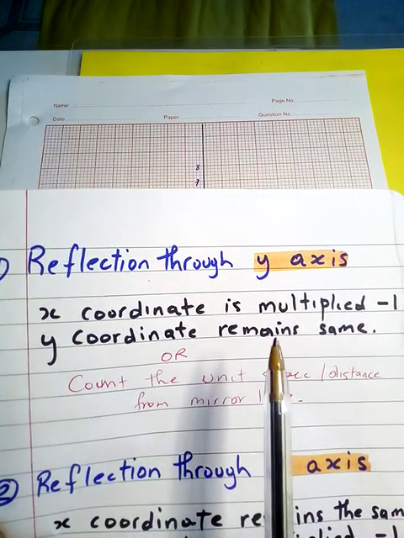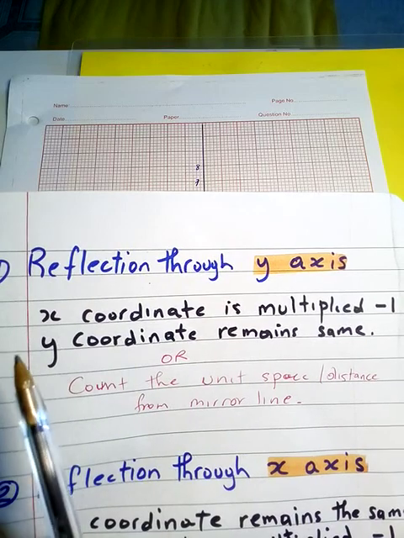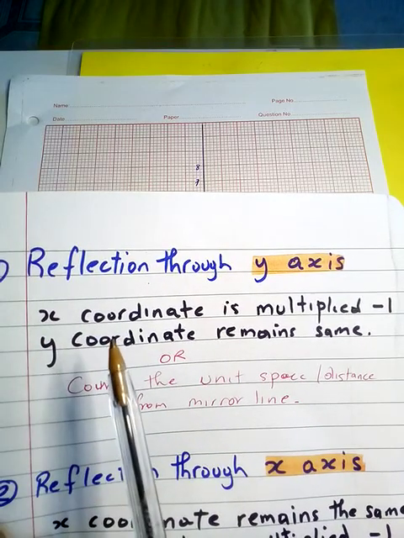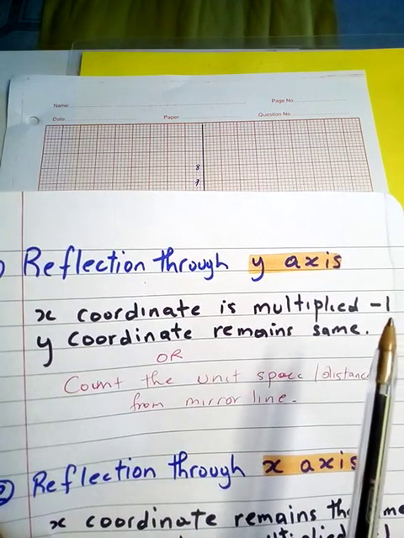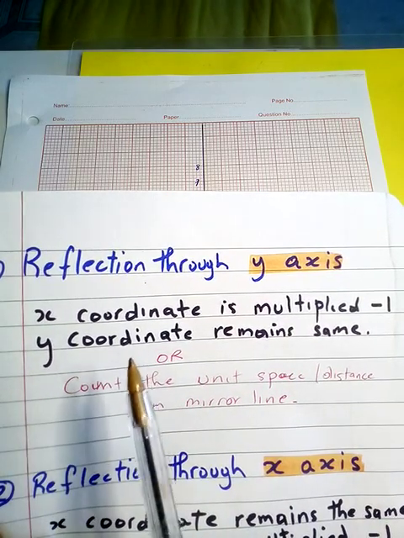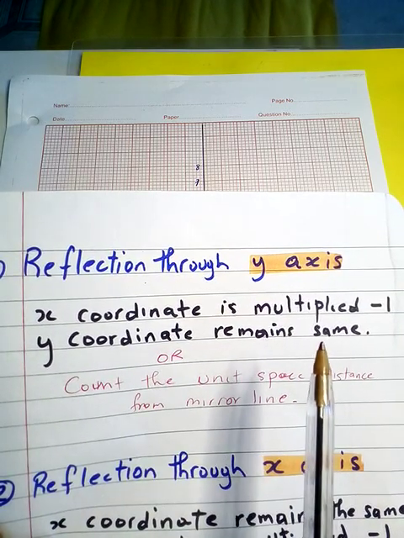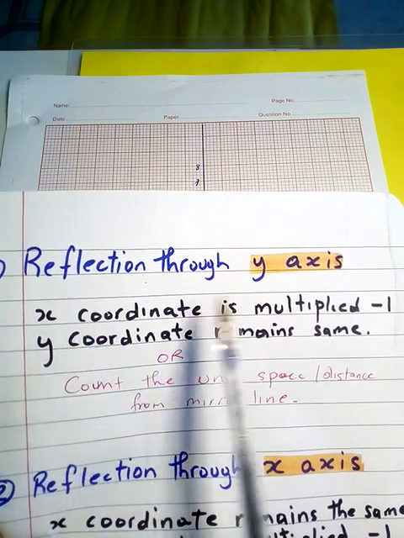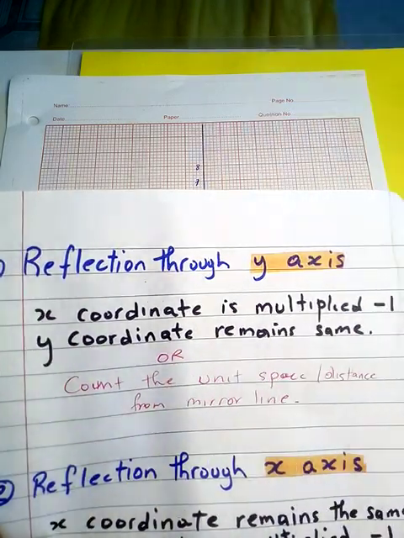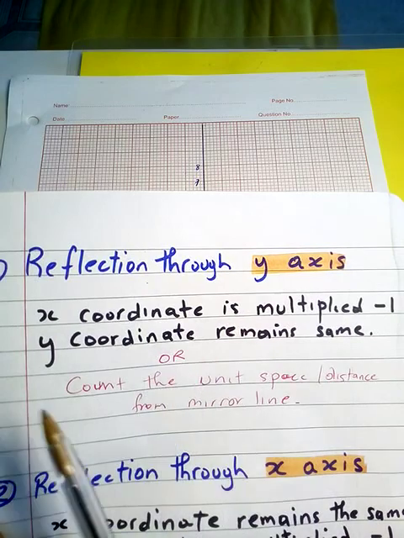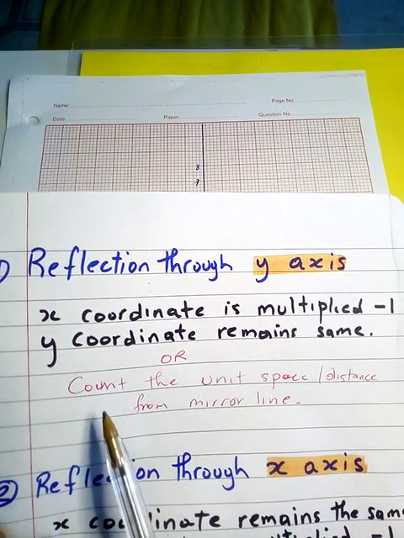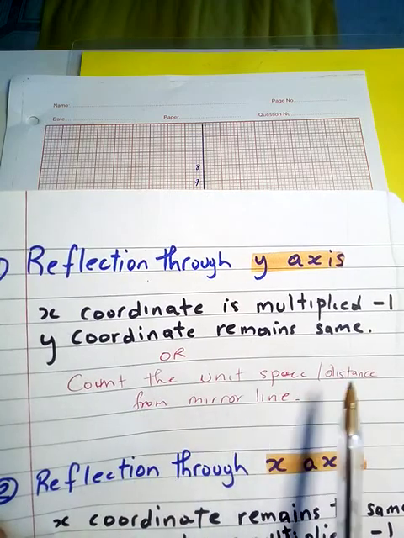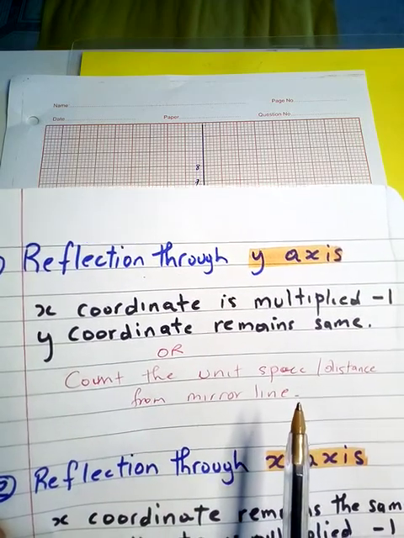So one school of thought to create the image is that the x coordinate that is given, you should multiply it by -1, and the y coordinate will remain the same, and you use this method to get the image point for each point that is given, or each vertex. Or I'll show you also an alternate method. We can just count the unit space or distance from the mirror line.